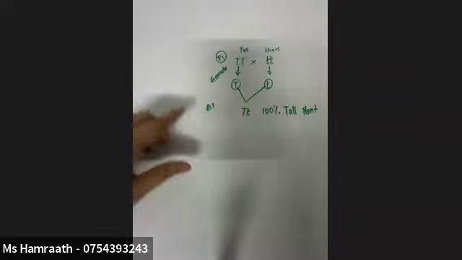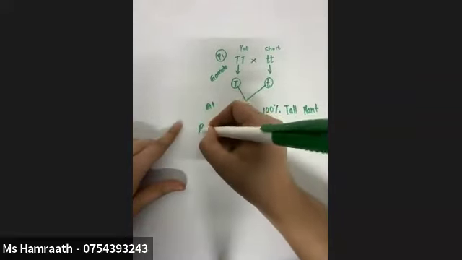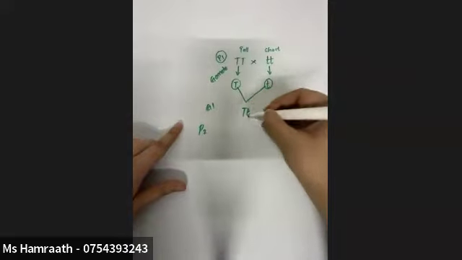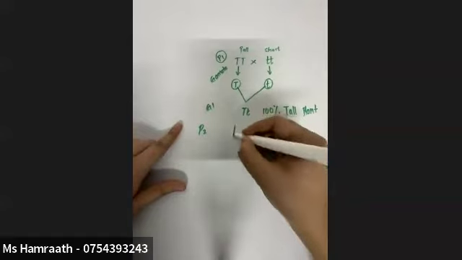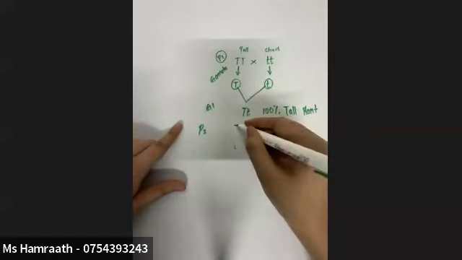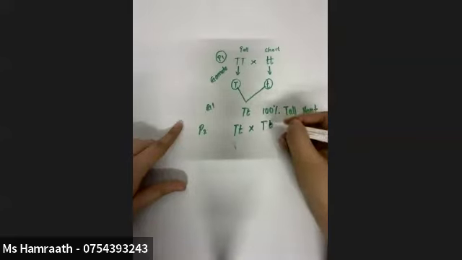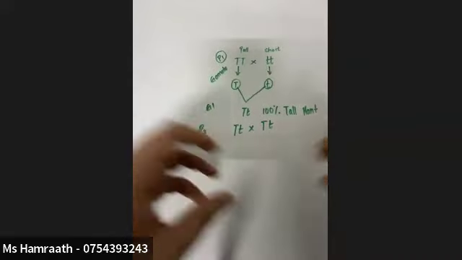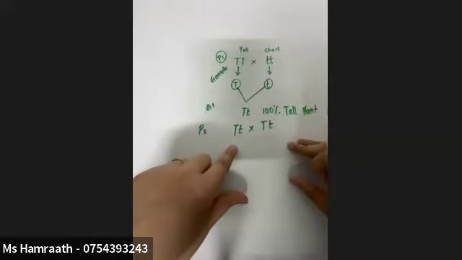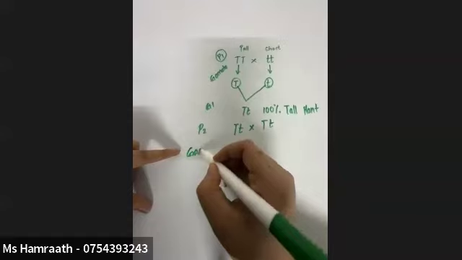Right. Now what is the parent 2? Who is the parent 2? The parent 2 is this plant. The tall plant is going to do what? Self-pollination. So self-pollination means what? Capital T, simple T into capital T, simple T. That means self-pollination means the same person is pollinating. So now what are the gametes you can find here?